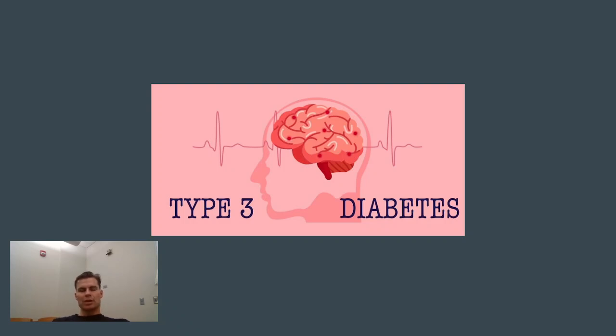In pretty recent history, concerning disease and new pathologies, the term type 3 diabetes has come about. Type 3 diabetes really just means Alzheimer's that has come about due to the effects of diabetes.